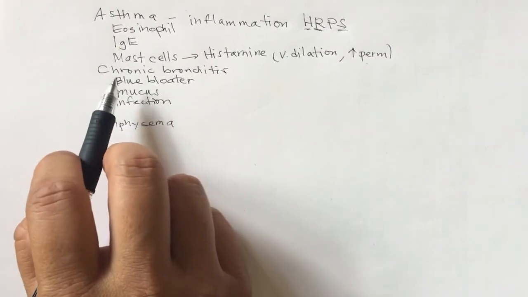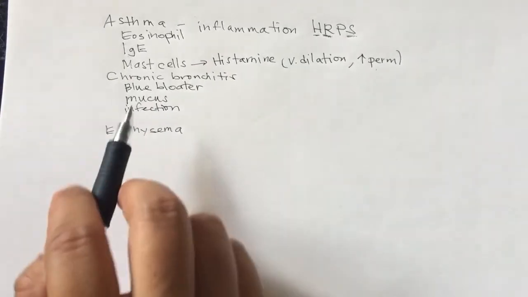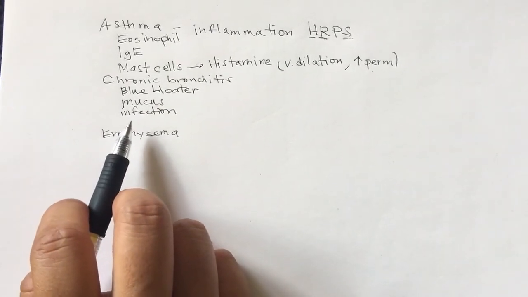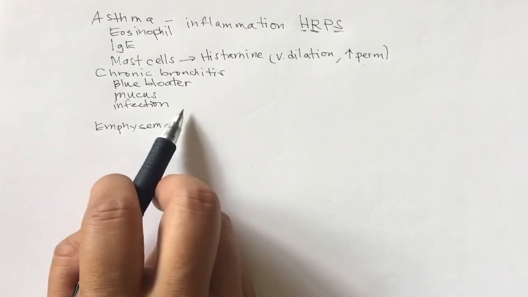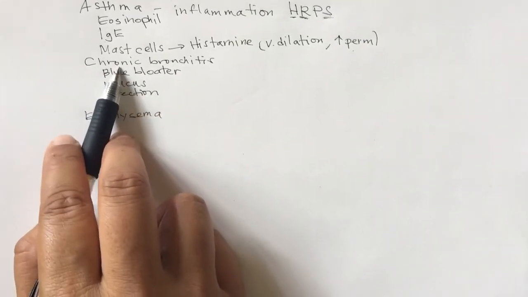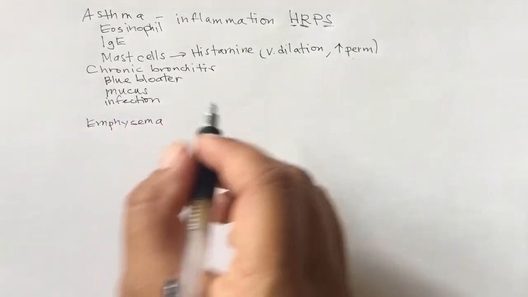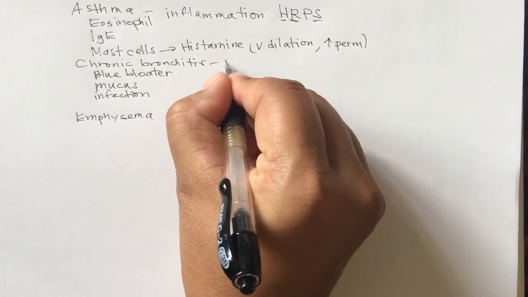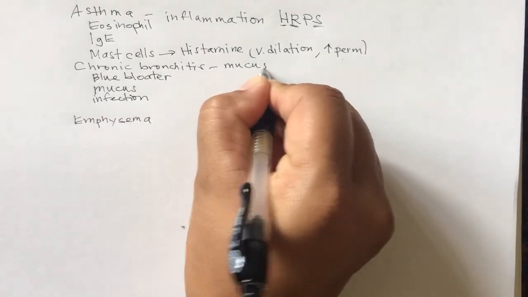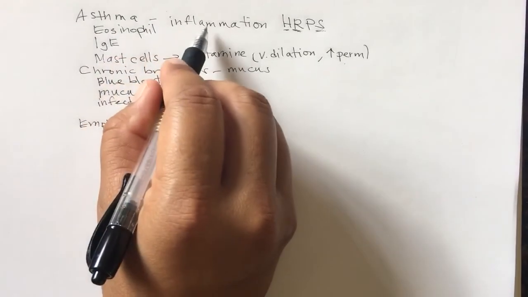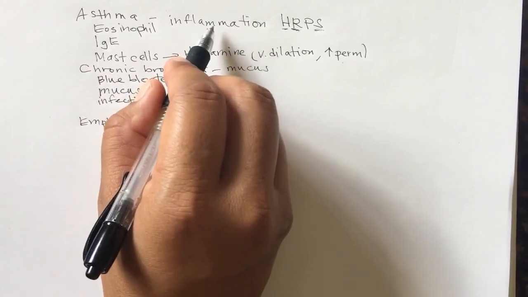By definition, according to the textbook, chronic bronchitis occurs 3 months out of a year, and you have to have it for 2 years consecutive. So I said chronic bronchitis was excess mucus production, whereas asthma was associated with airway inflammation, hyperreactivity, right?